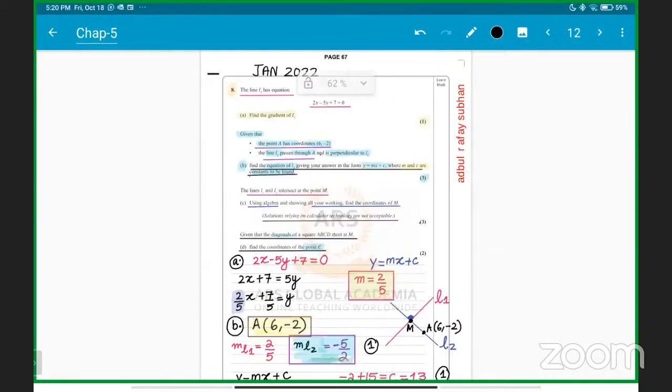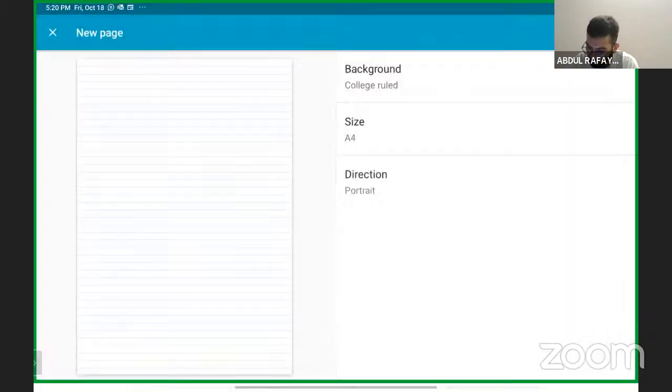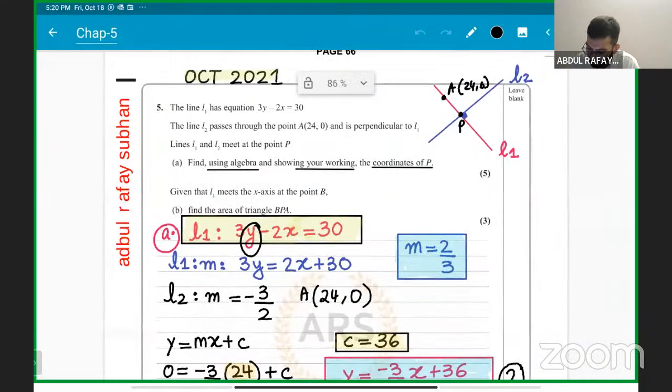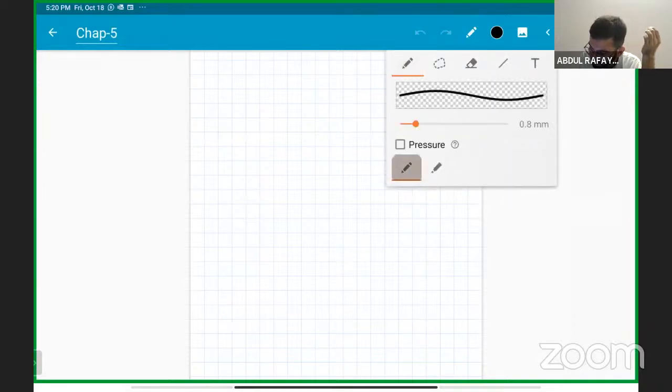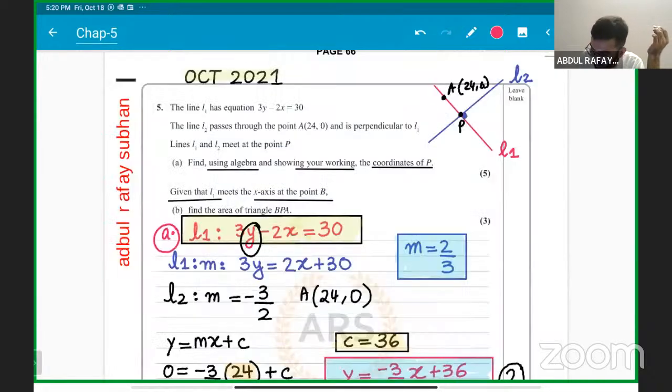Now, sir, the next point: let's just add a page and understand part B. That is a very important part of this lecture. We are given that the line L1 meets the x-axis at the point B, for 3 marks. We have to find the area of the triangle BPA. This is part B, students, from October 2021, Unit 1, chapter number 5, Pearson Edexcel.